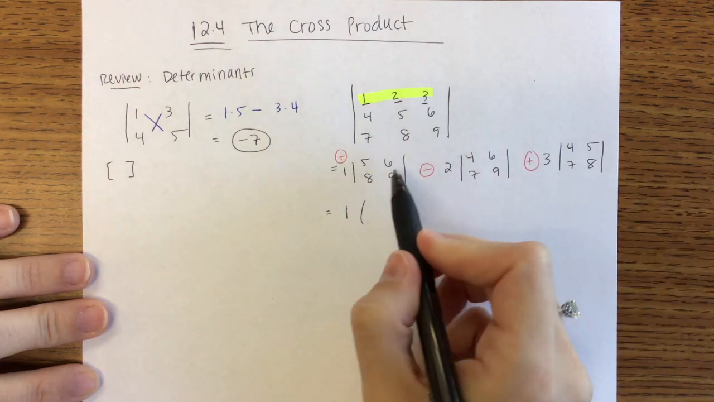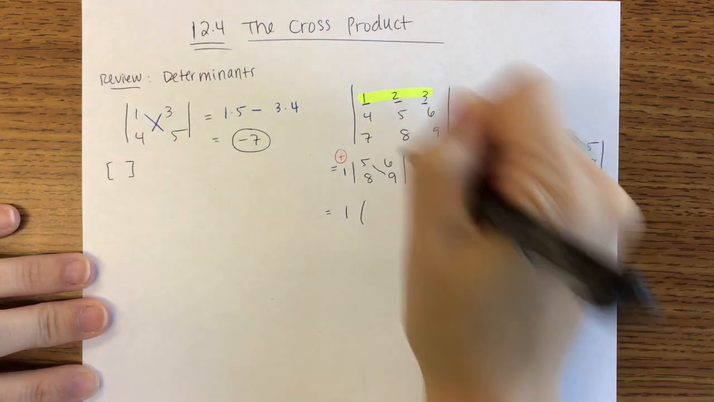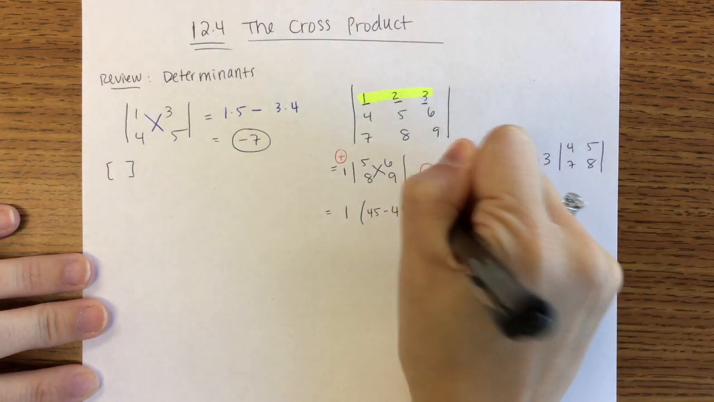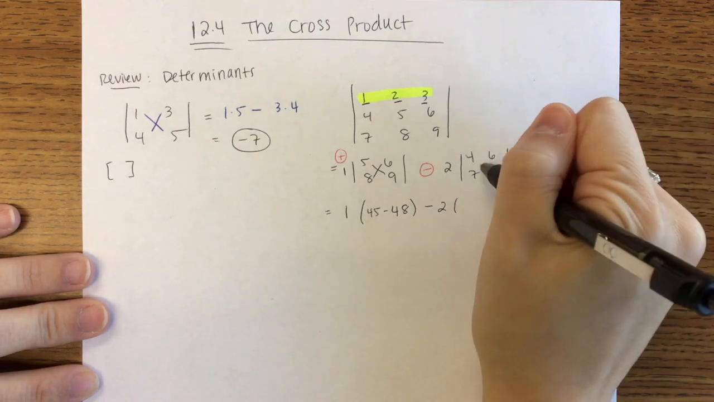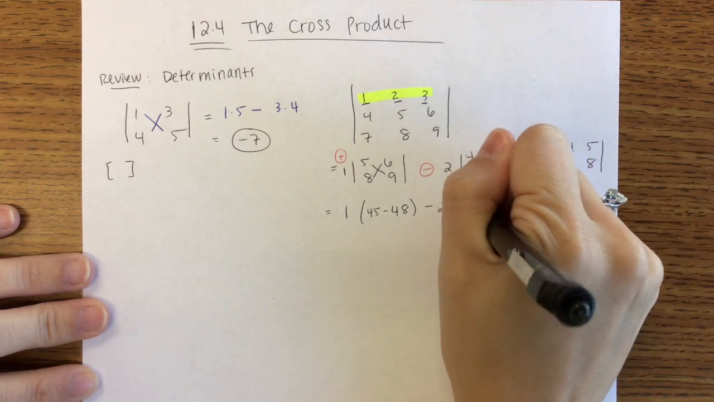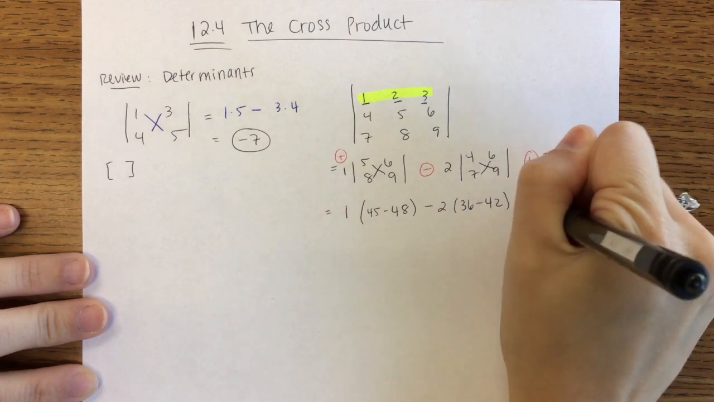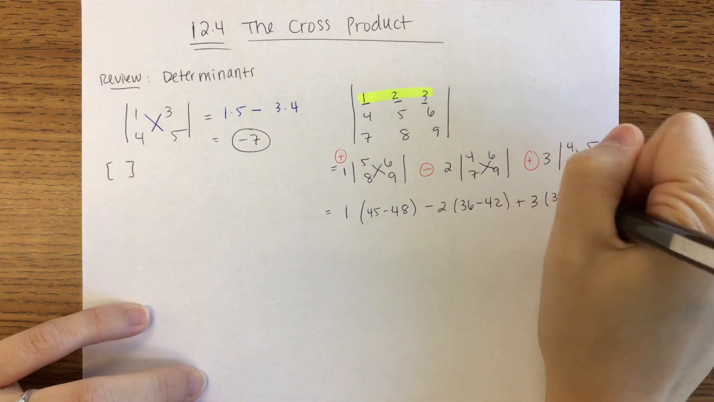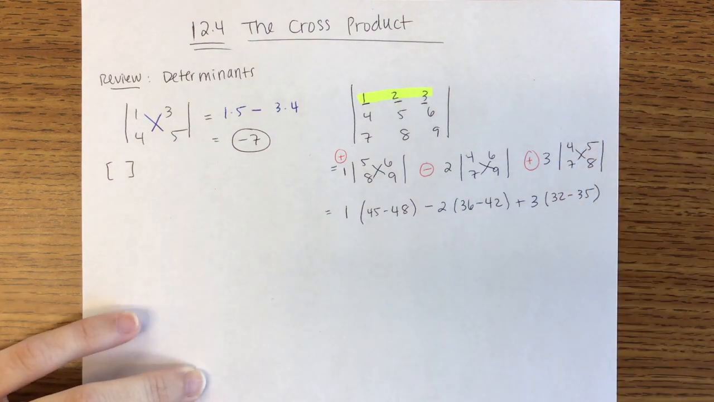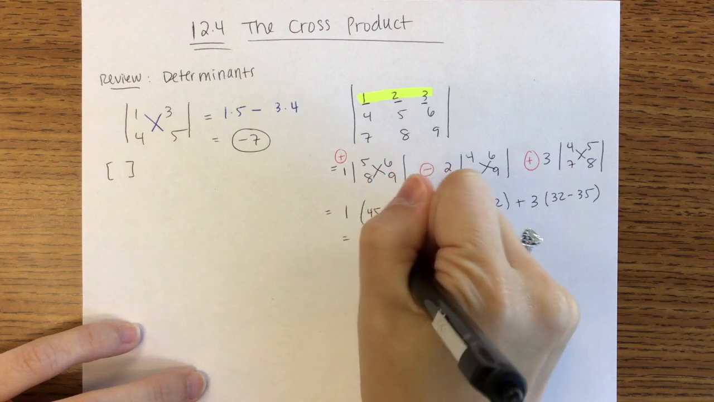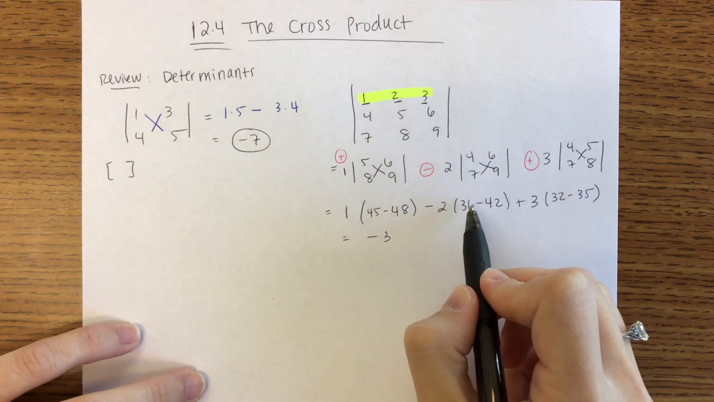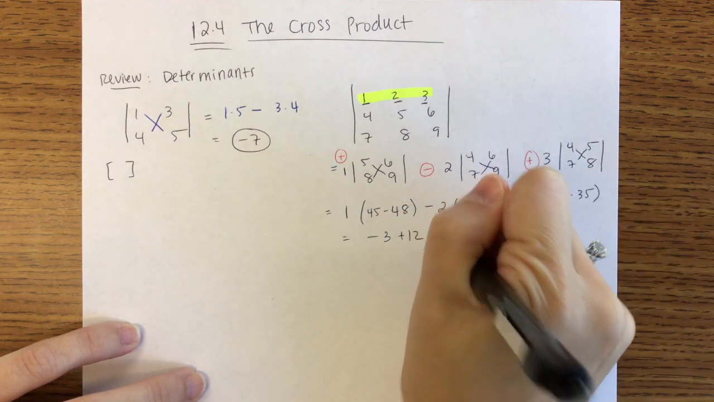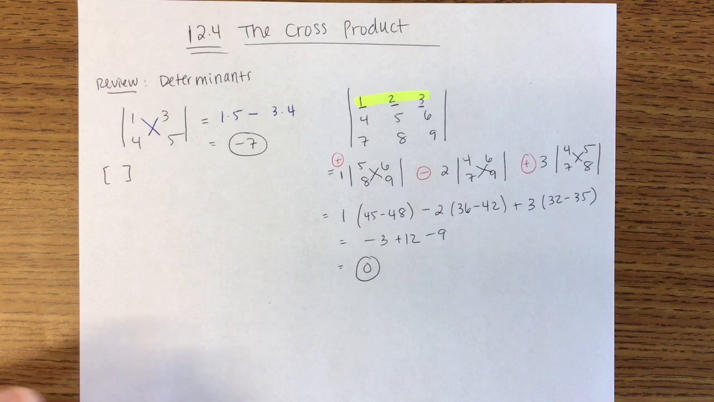So we have 1 multiplied by this determinant, so 45 minus 48. Subtract 2 times this determinant, so 36 minus 42, plus 3 times the last determinant, so this is 32 minus 35. This ends up being negative 3. This is negative 6 times negative 2, so positive 12, and then negative 9. So we end up with a determinant of 0.